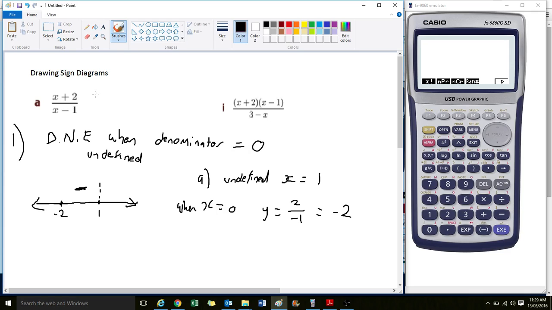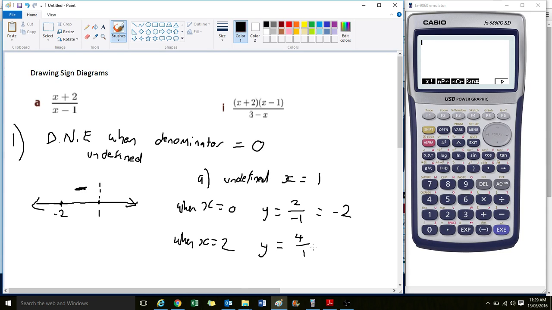What about going over this side? We need a number that's greater than 1 but pretty easy to deal with. Let's use 2. So when x equals 2, we have y equal to 2 plus 2, which is 4, on 2 take 1.